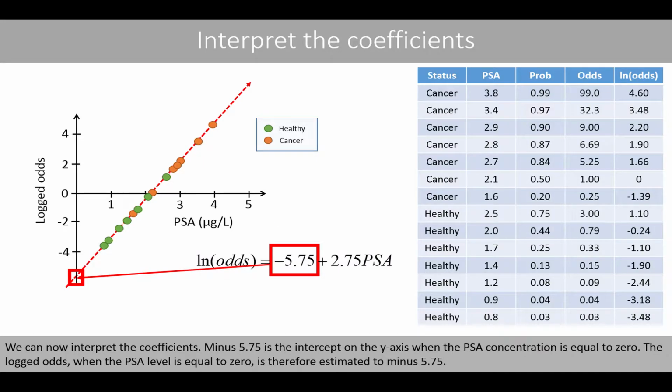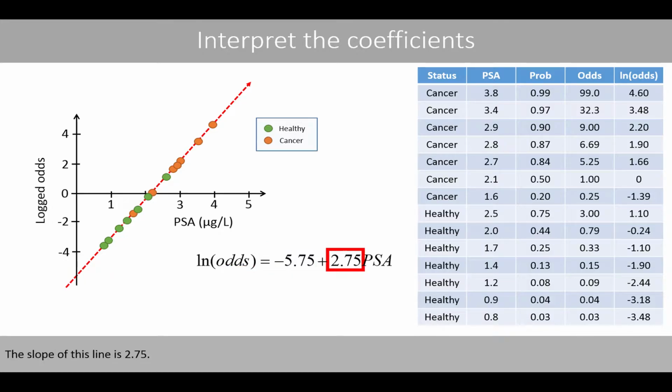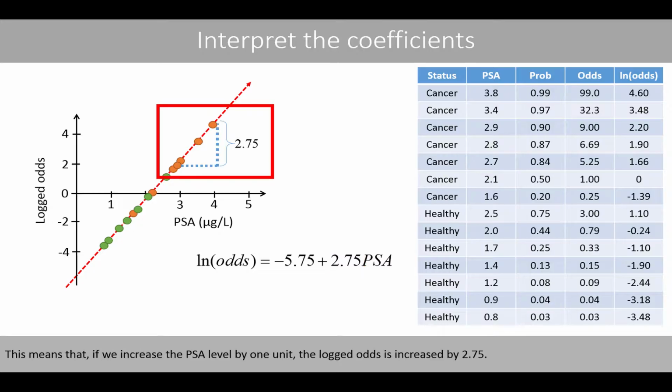We can now interpret the coefficients. Minus 5.75 is the intercept on the y-axis when the PSA concentration is equal to 0. The logged odds when the PSA level is equal to 0 is therefore estimated to be minus 5.75. The slope of this line is 2.75. This means that if we increase the PSA level by 1 unit, the logged odds is increased by 2.75.